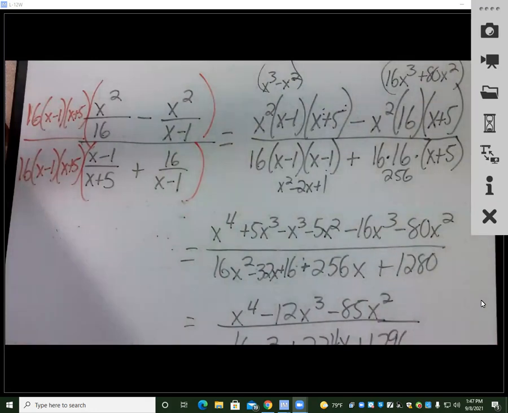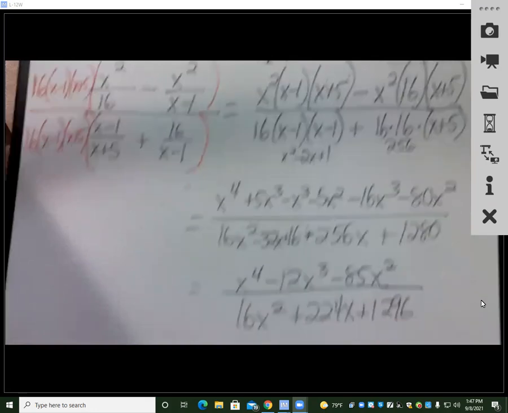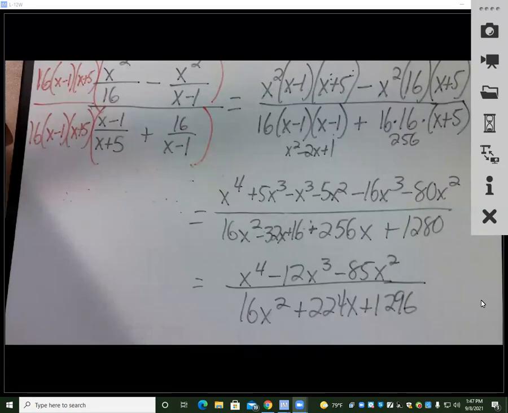On top, yes, you could factor out an x squared, but since I can't factor an x out of the denominator, they wouldn't cancel with each other anyway, so I don't have to bother. I'm done. So yes, that one's an absolute nightmare. That I might give you as like a bonus, maybe.